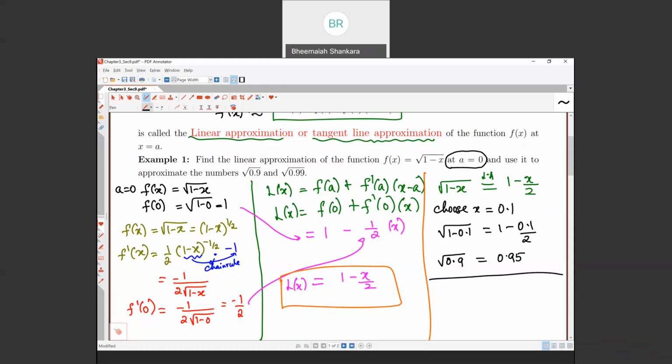Similarly, you want to choose one more value of x, which leads us to the square root of 0.99. So this time we choose x equals 0.01. Plug in 1 minus 0.01. So this is 1 minus 0.01 divided by 2. Simplify the left hand side, it's 0.99. Simplify the right hand side, it's 0.995.